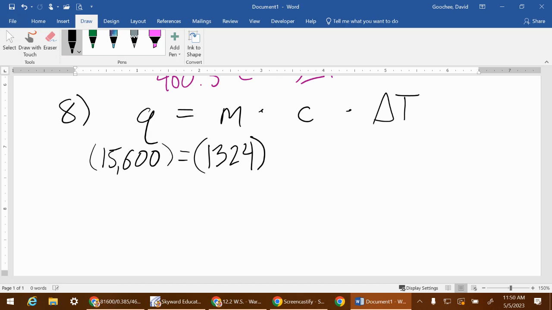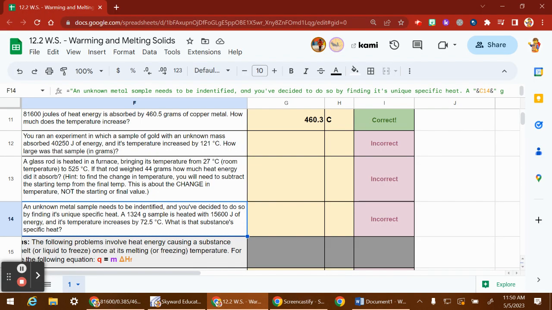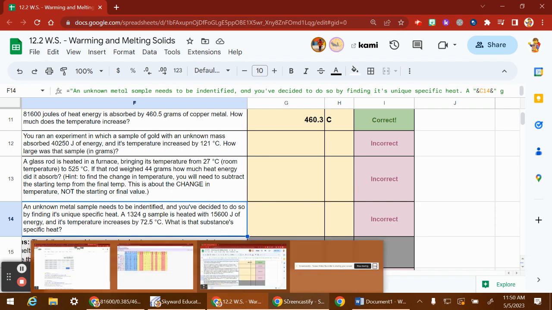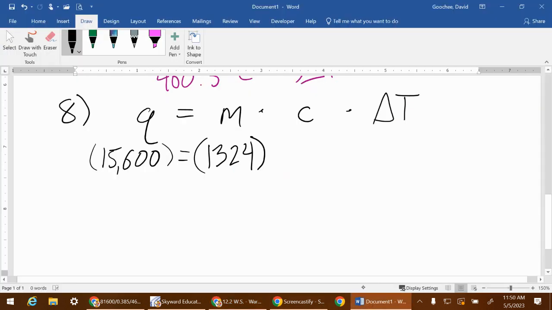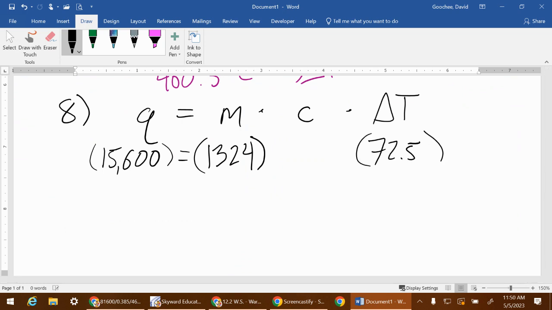All right, let's see what else we can pull from this. Its temperature increases by 72.5 degrees Celsius. So the change in temperature is equal to 72.5 degrees Celsius, which means by process of elimination, the thing we're trying to solve for is the specific heat.